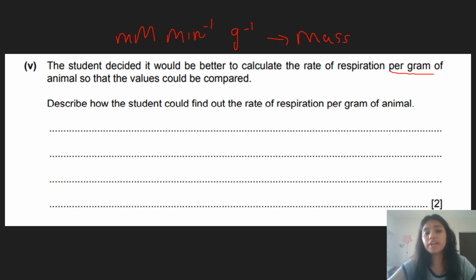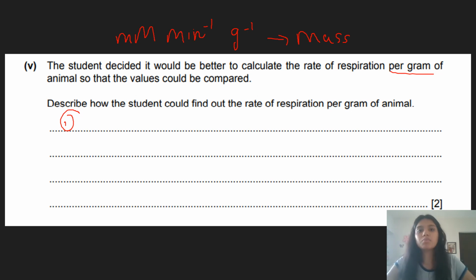So to calculate the rate of respiration per gram of an animal, first you're going to measure the mass of the animal using a balance. State the apparatus. Even if it's not required, state it. You never know when you need it. So you measure the mass of the animal using a balance, in grams, and then you divide the rate of respiration that you've already found for each species by the mass. So you have the rate of respiration per gram.